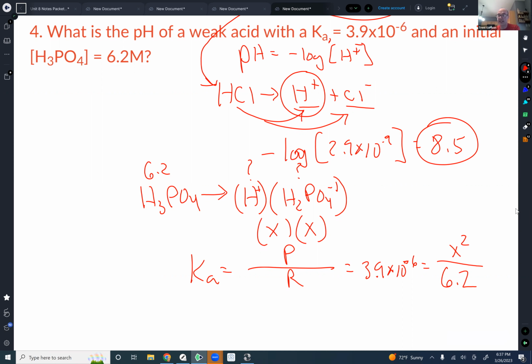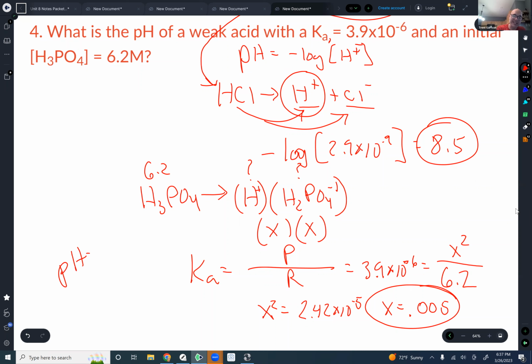So I've got 3.9 times 10 to the negative 6 multiplied by 6.2, and what I get is X squared is equal to 2.42 times 10 to the negative 5. So we're going to do the square root of that to solve for one of the X's. My X value would be 0.005. All right, now we're going to plug that back into pH is equal to negative log of the hydrogen ion concentration. In this case, it's X. We got negative log of that value, and you end up being 2.3 as your pH.